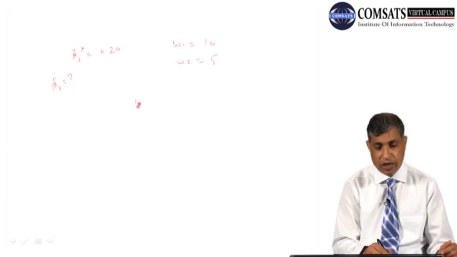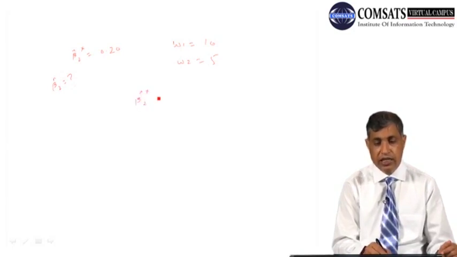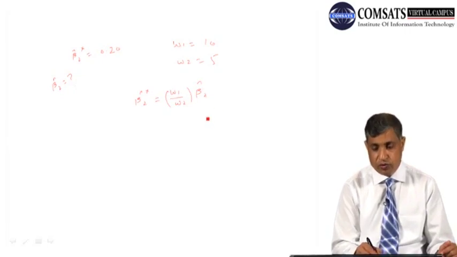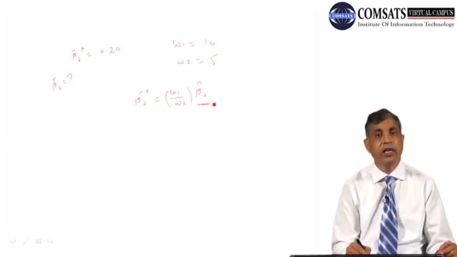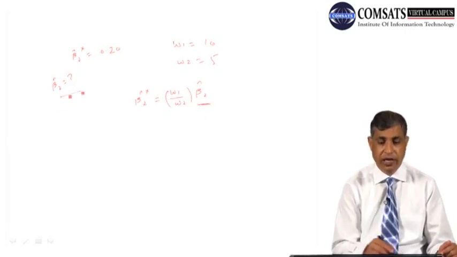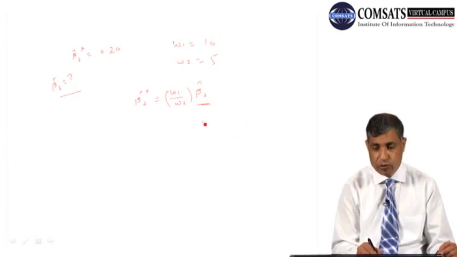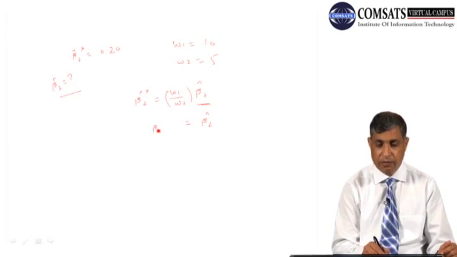Now we know the formula that beta 2 hat star is equal to W1 over W2 multiplied by beta 2 hat. So what will we do? We have to find the value of beta 2 hat from here. Immediately the formula becomes beta 2 hat equal to beta 2 hat star multiplied by W2 over W1.